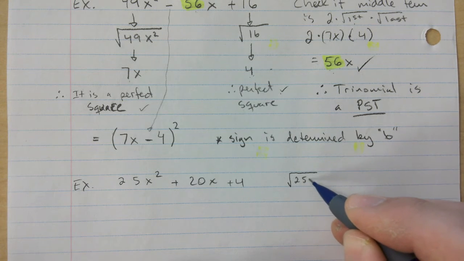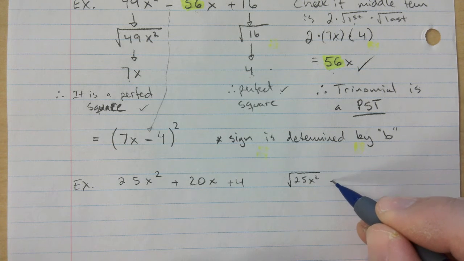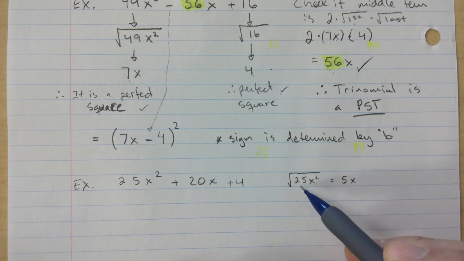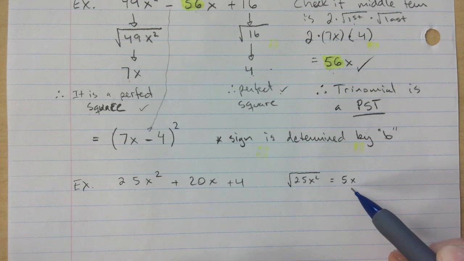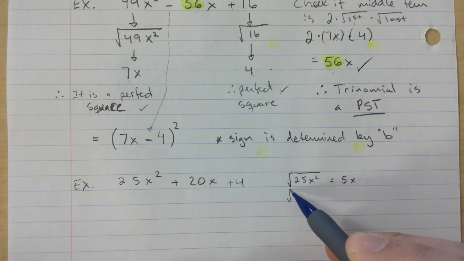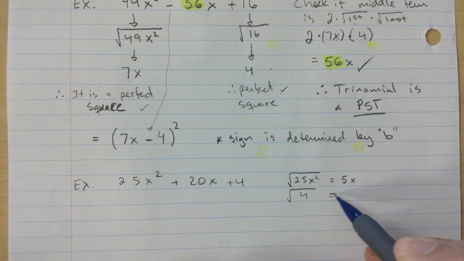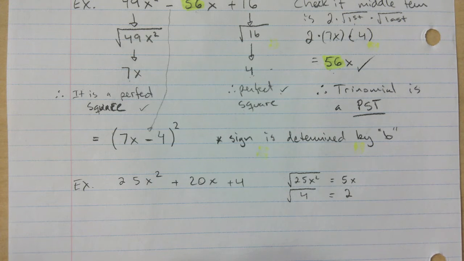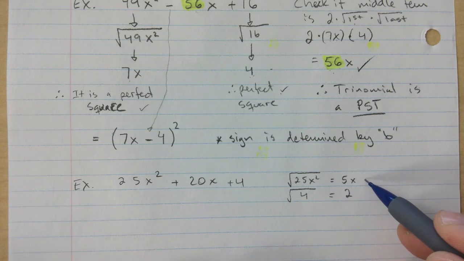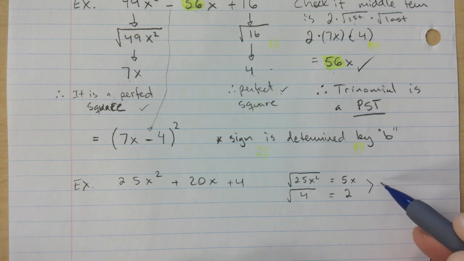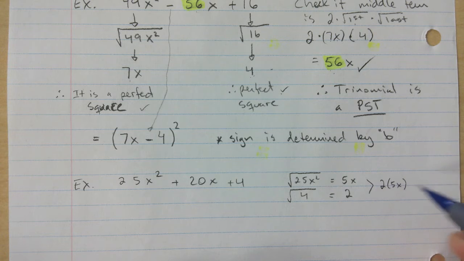Square root of 25x squared is going to be 5x, right? Square root, so it's a perfect square. That's good. Square root of 4 is equal to 2. So we check now. 2 times 5x times 2, right? And that is 20x, which checks out, right? It's the same as that.